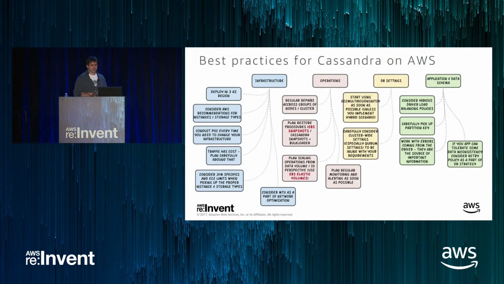From the application data schema side, the most important thing is to carefully pick the partition key to avoid hot partitions and so on. And consider collecting data on errors on the application side, because it's a big part of the picture of what's going on with your Cassandra cluster.